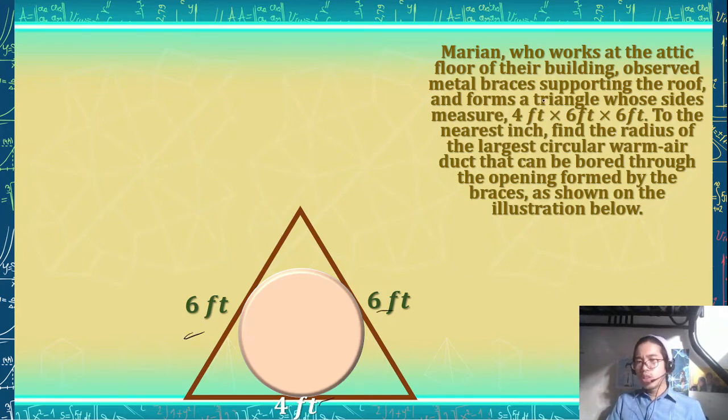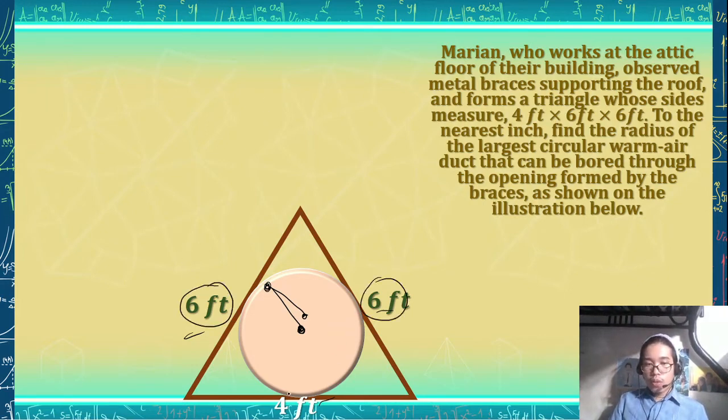To the nearest inch, we need to find the radius of the circle, the largest circular warm air duct that can be bored through the opening of the braces on the roof for this problem. Since we have equal side measurements of 6, 6, and 4, we can use Heron's formula to solve for the area and to find the radius.